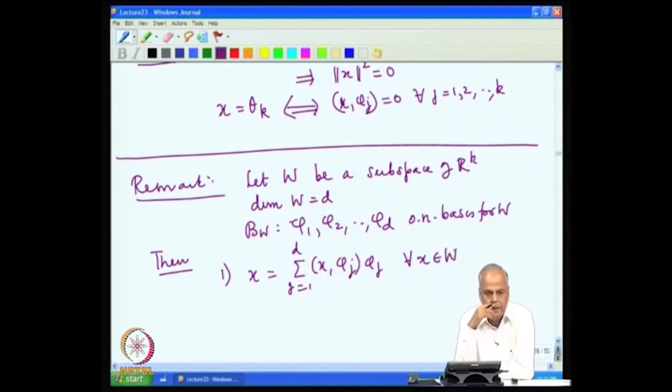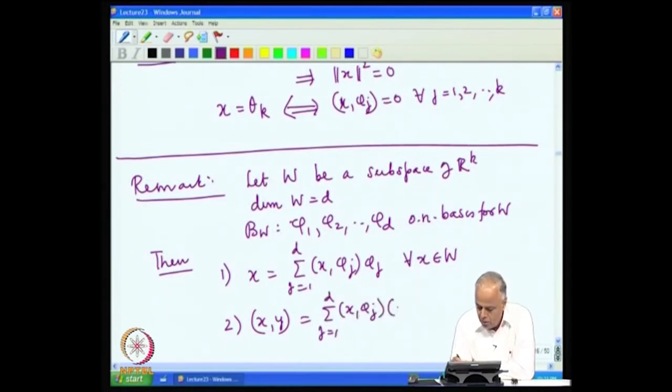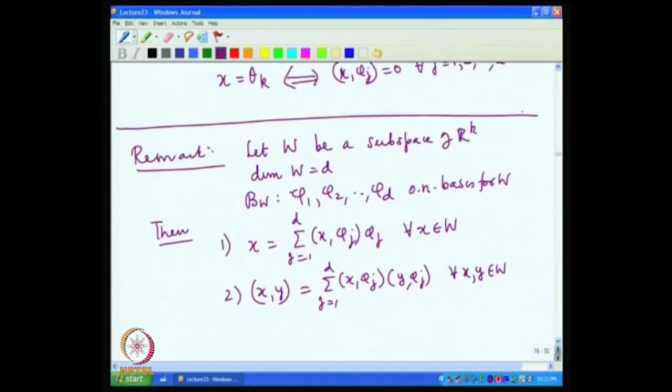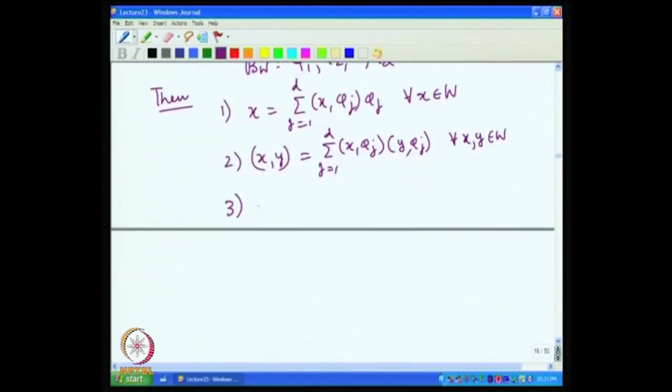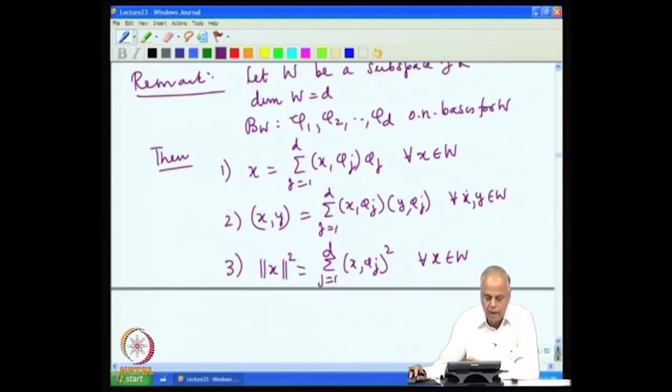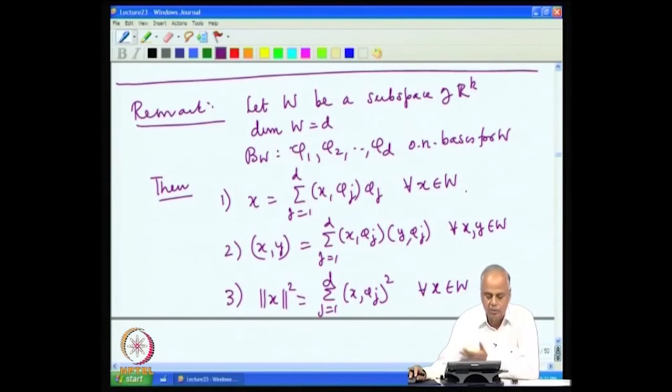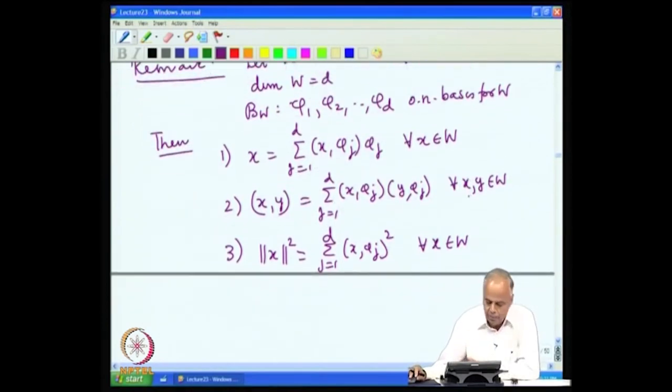So every vector x in W can be expanded in the Fourier expansion. The inner product of x and y is equal to the summation, j equal to 1 to d, of the inner product of x with φ_j times the inner product of y with φ_j, for every x, y in W. And finally, the norm condition: norm x squared is equal to the summation, j equal to 1 to d, of the inner product of x with φ_j squared, for every x in W. So if we take W equal to R^k, we get all the results we had before, but we can also restrict ourselves to a subspace and we get the corresponding results.